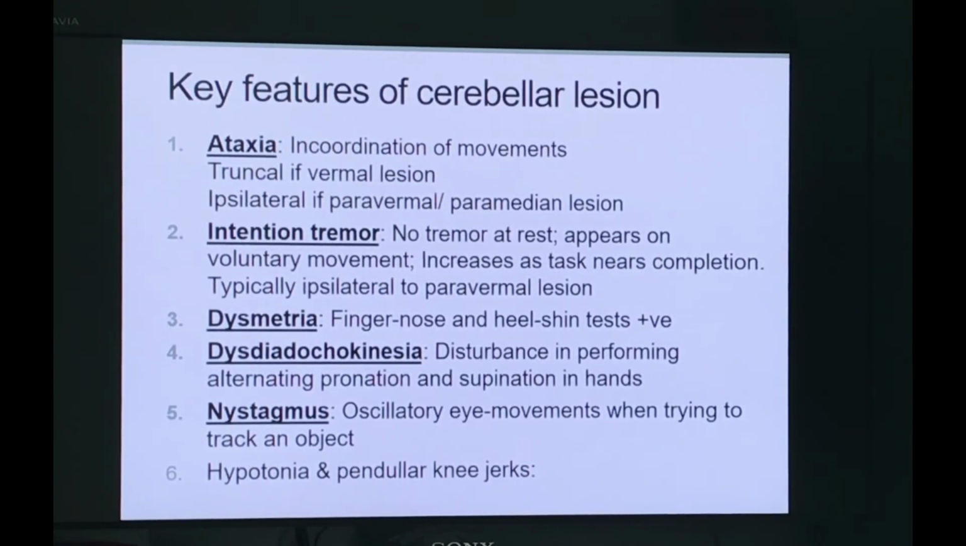Dysmetria, which I've already mentioned: finger nose and heel shin tests will be positive, so they have difficulty measuring, and there won't be the right direction or right range. Then dysdiadochokinesia, disturbance in performing alternating pronation and supination in the hands. Nystagmus, involuntary oscillatory eye movements when trying to track an object.